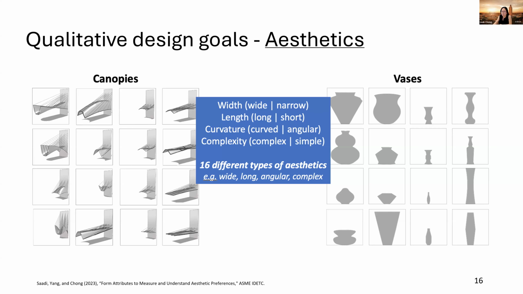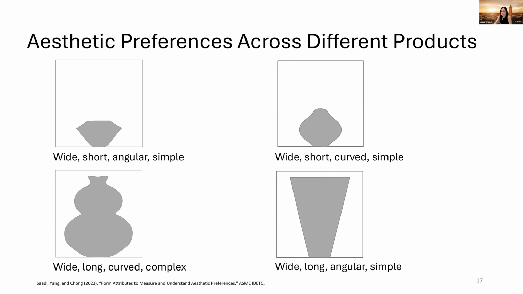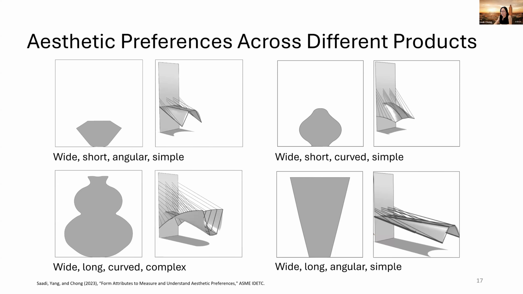So as you can see, these are some of the aesthetic groups that we defined from canopies and vases. And what we did in this research is we tried to look at whether the aesthetic preference of a person carries across different products. And this way, maybe AI will be able to understand a person's aesthetic preference and then go off of that to create different products that meet their aesthetic preference. So we looked at vases of these different aesthetic groups and then mapped that with canopies of the same aesthetic group, and then tried to see if the user's aesthetic preference was carrying across these 2 products.